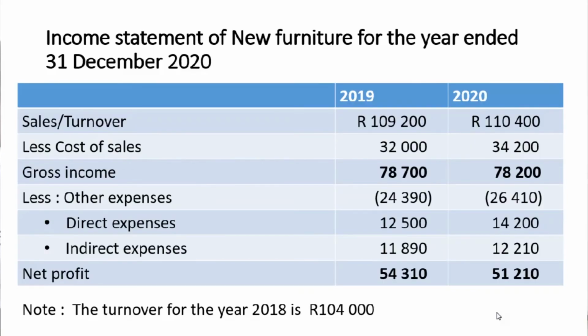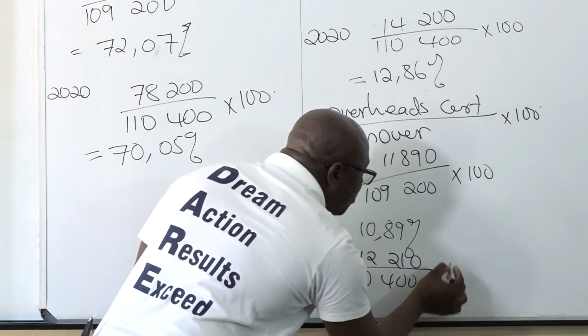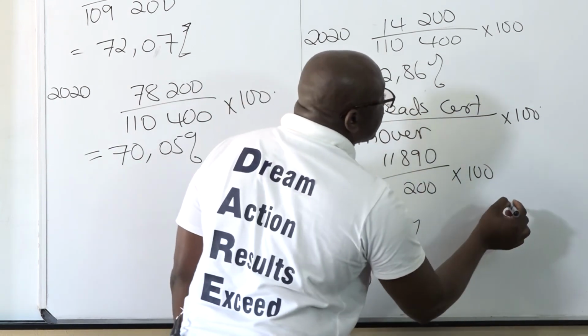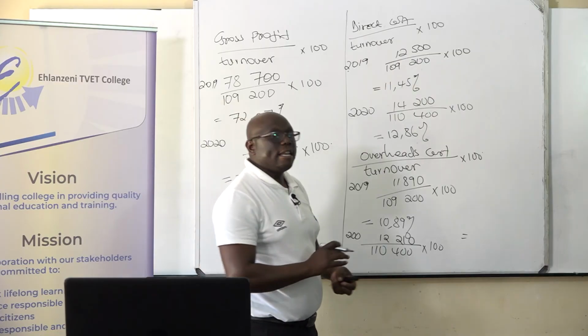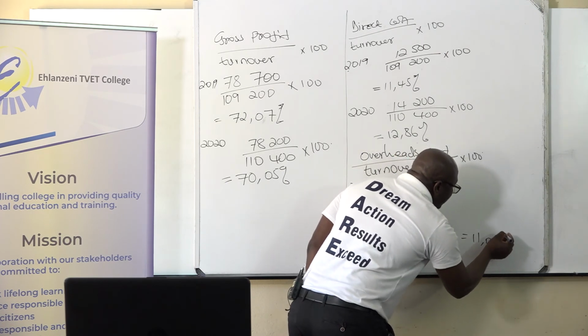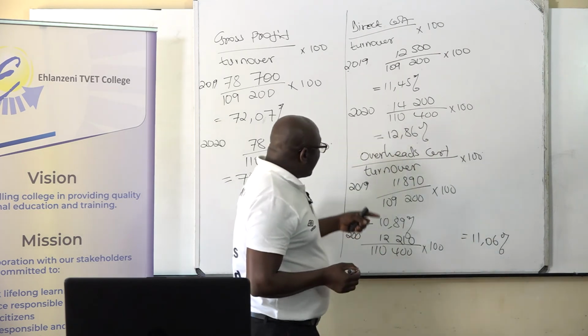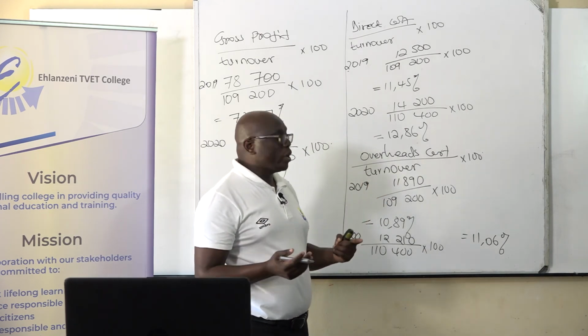In 2020, our overheads are 12,210. So we say 12,210 divided by our turnover, which is 110,400. We multiply by 100, which gives us 11.06%. Let us compare the two and check if the business is doing well.